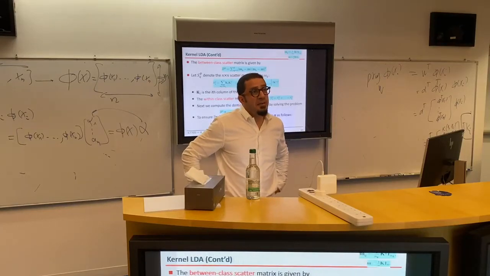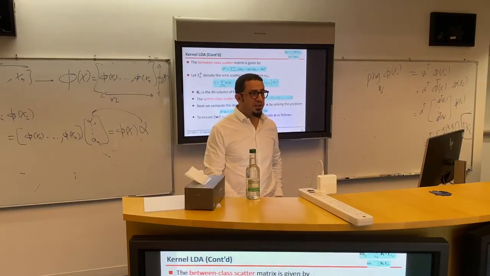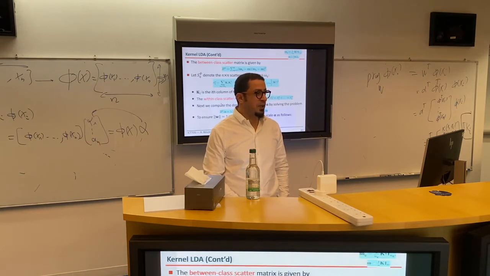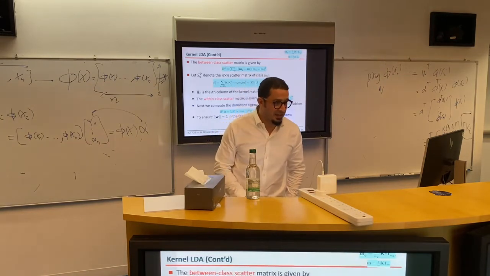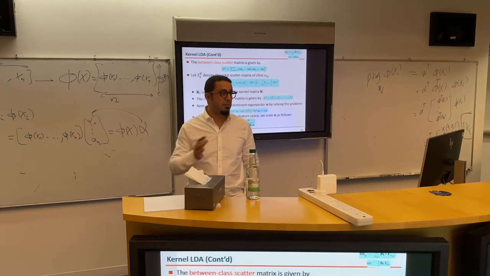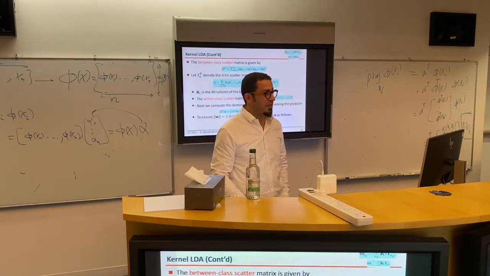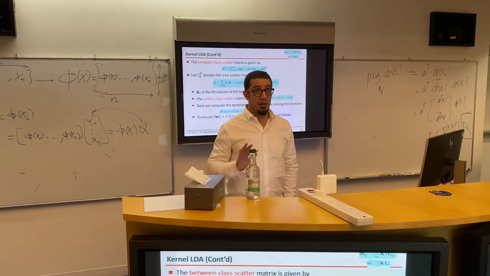Kernel LDA is the same thing as LDA; the only difference here is how to calculate B and S. The formula is written here: M minus this, K, I, and so on. And how to find it, we do the same thing: within the class we minimize, between the classes we maximize. So at the end, we have to solve something similar to this. We have to find the eigenvalue and eigenvector for S minus 1, B.